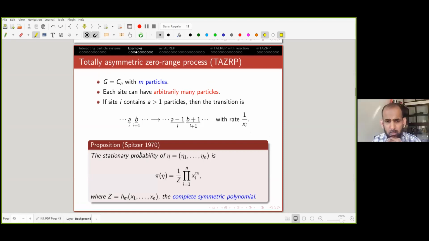So this was already shown by Spitzer in his first work, that the stationary probability of a configuration is the product of x_i to the eta_i, where eta_i is the number of particles at site i in configuration eta. And the denominator, which is the partition function, just turns out to be the complete symmetric polynomial, which is again symmetric. And whereas you a priori would not have any reason to expect.